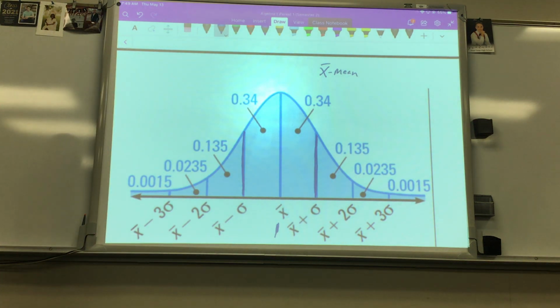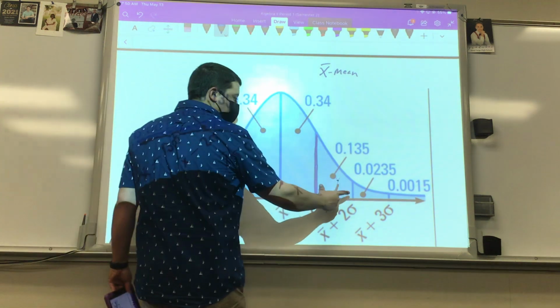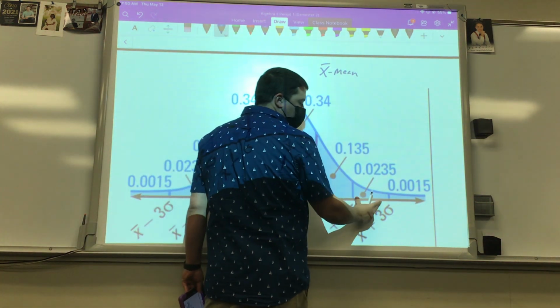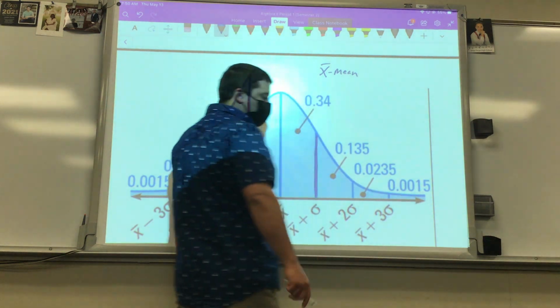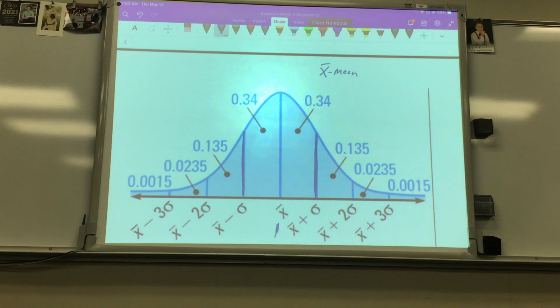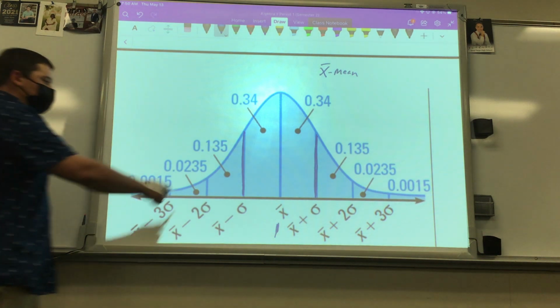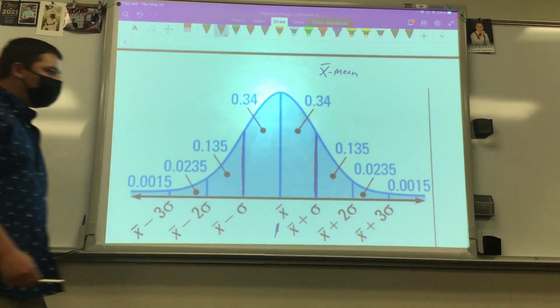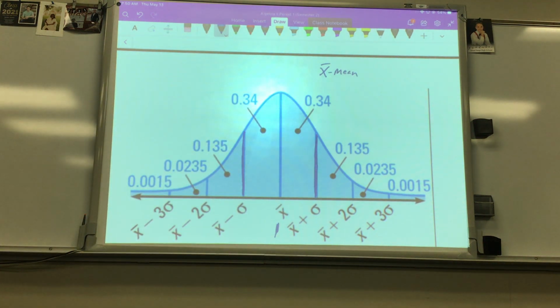Then 13.5% when you get two standard deviations away, 2.35%, 0.15%. When you fall in between, we call those z-scores, and that's what we'll get to tomorrow. But today we're going to concentrate on when you fall right on a whole number of standard deviations.